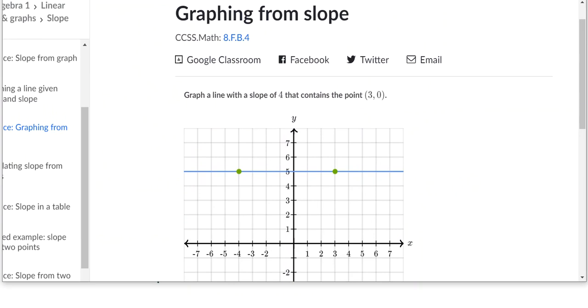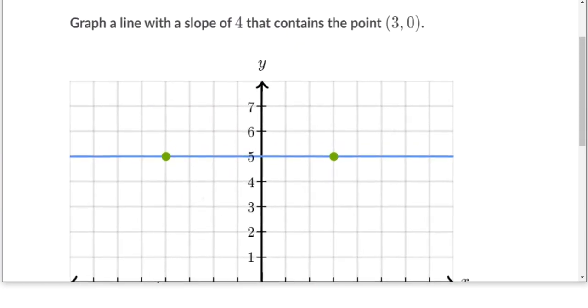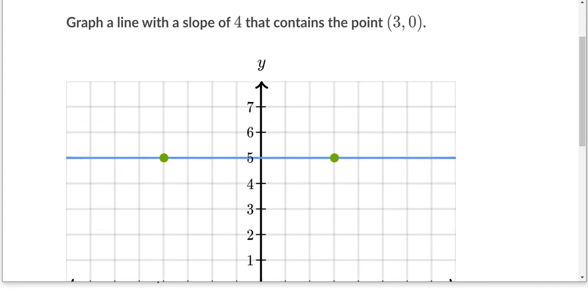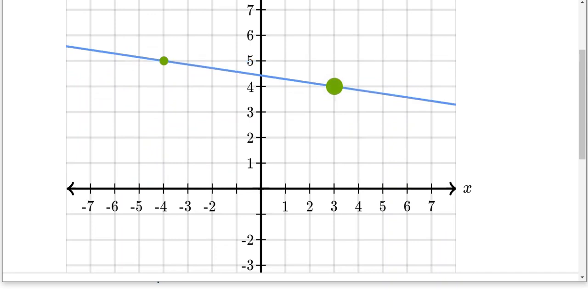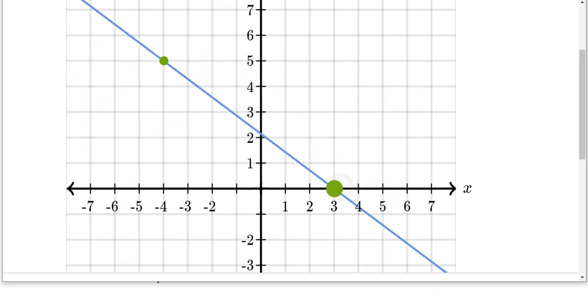And in this particular example, we're told that we need to graph a line with a slope of 4 that contains the point 3, 0. Now my recommendation is to start with the coordinate first and then move the second coordinate to a position that matches this slope of 4. So what I'll do is I'll just grab this coordinate here. It doesn't matter which one you do grab, but I'll place it on this position.